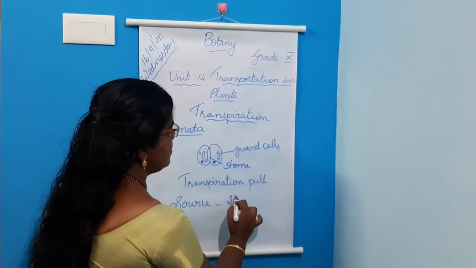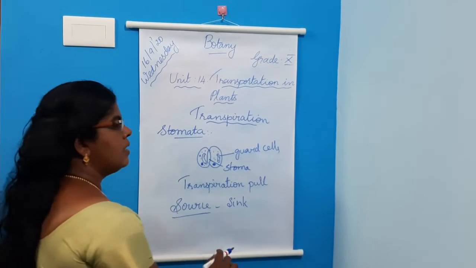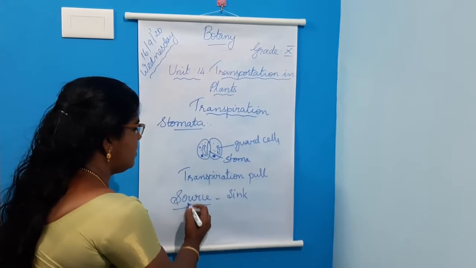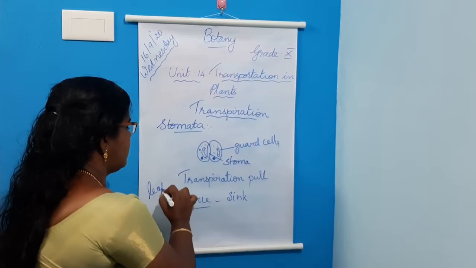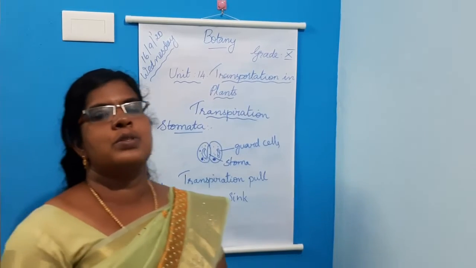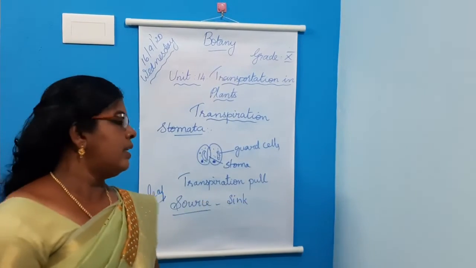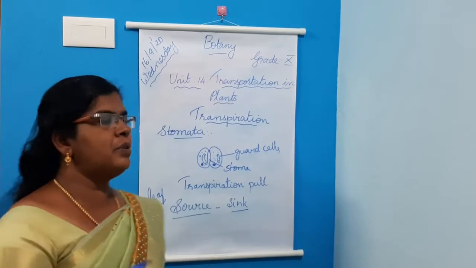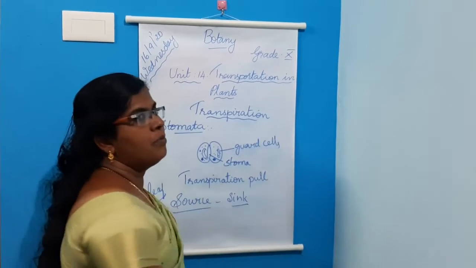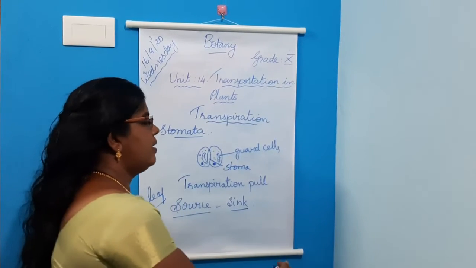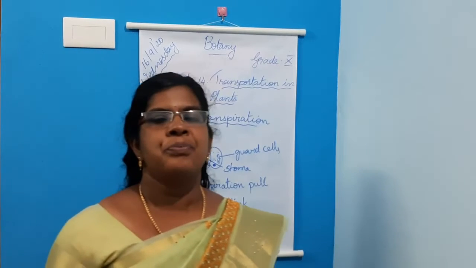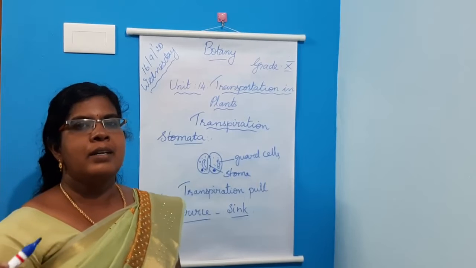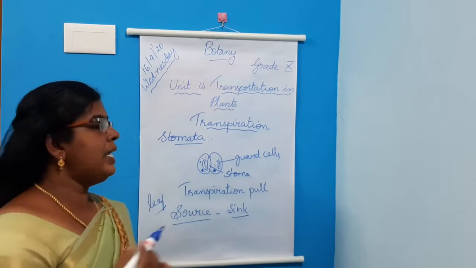Source to a sink. What is the source? The part of the plant which prepares the food is the source. So, what is the source? Leaf is the source that prepares the food. Then sink: the part of the plant wherever the food is needed, or where food is stored, is the sink. The transport of food material through phloem is upward and downward, so it is bidirectional.